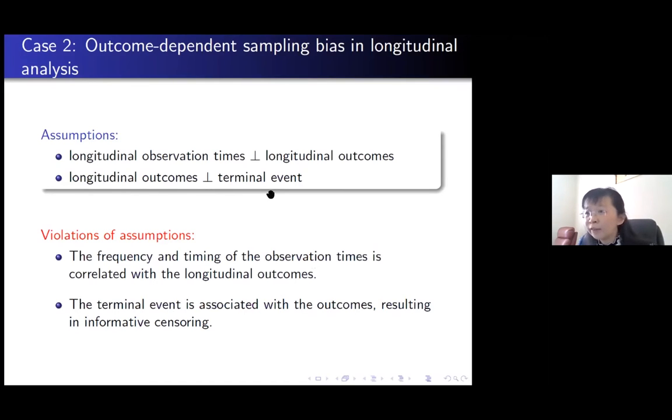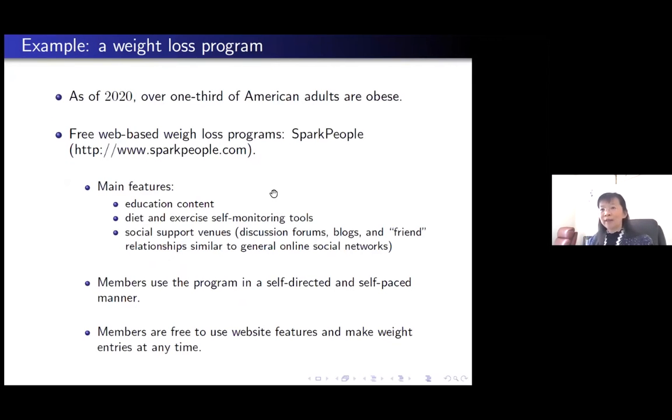In some applications, subjects often selectively miss their pre-scheduled or pre-specified assessments based on their expected outcomes. As a result, the frequency and the timing of the assessments may be correlated with the longitudinal outcomes. Hence, the standard approaches such as GEE may lead to biased estimation and inference. Let's look at a typical example with sampling bias for longitudinal data.